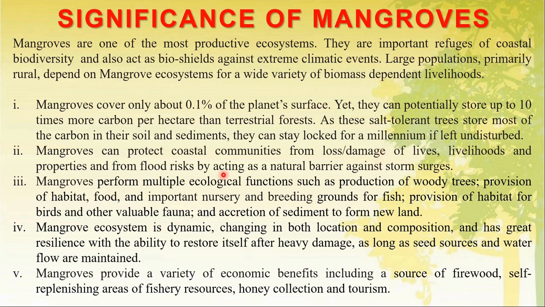Mangroves can perform multiple ecological functions such as production of wood trees, provision of habitat and food, and important nursery and breeding grounds for fish, provision of habitat for birds and other valuable fauna, and accretion of sediment to form new land. So we have discussed that it is an important refuge of coastal biodiversity.